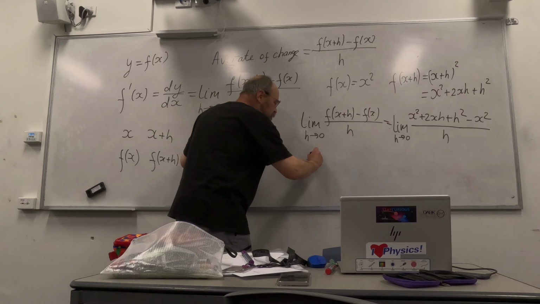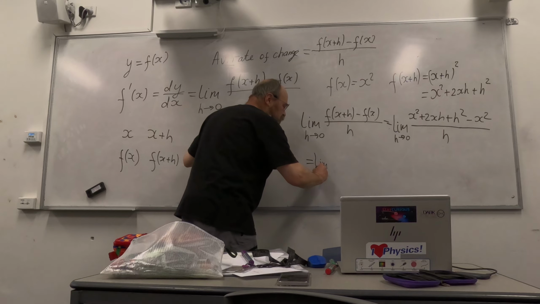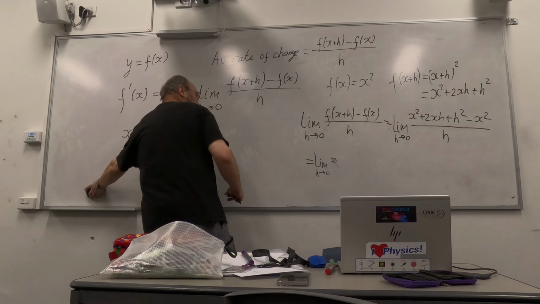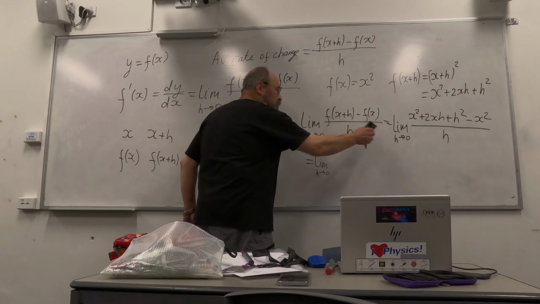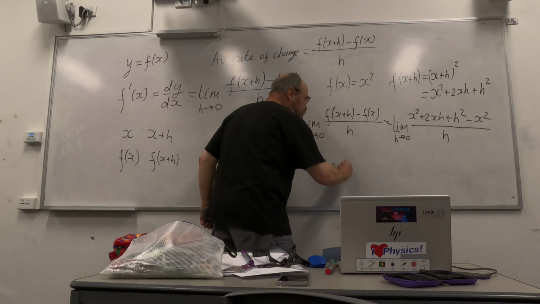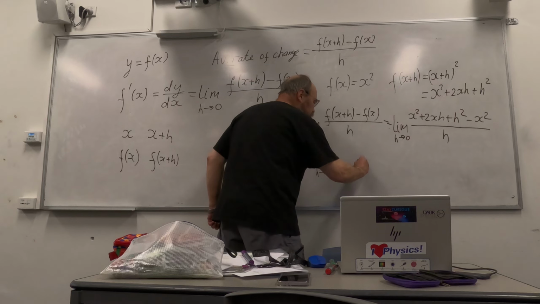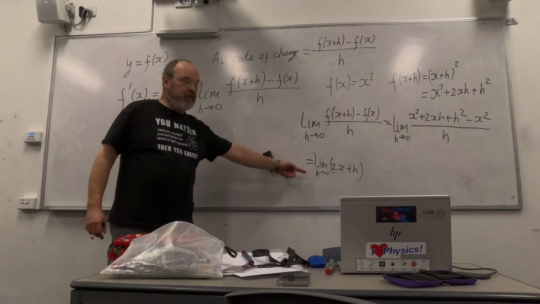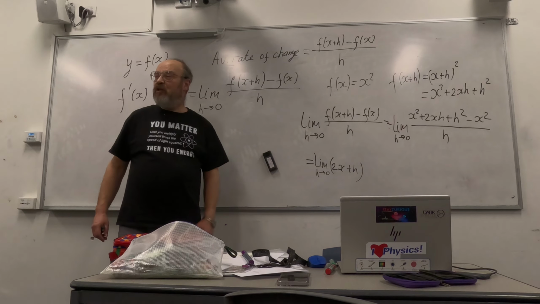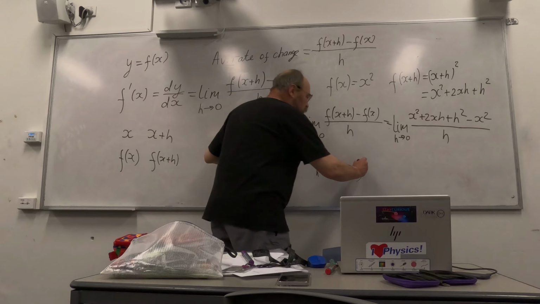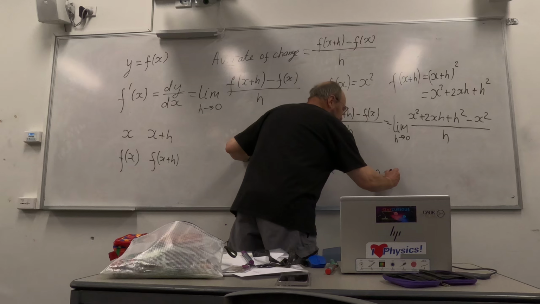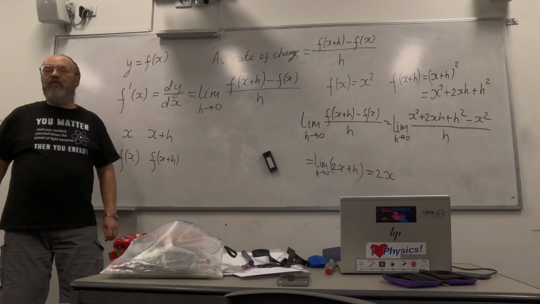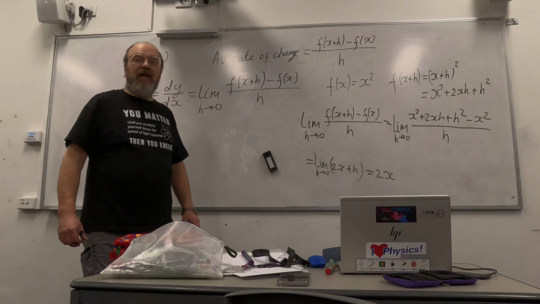This equals the limit as h approaches 0. The x squared cancels out, and we divide by h, so what are we left with? 2x plus h. Now, how do we find the limit? We substitute h equals 0, so it's 2x. So that is the derivative of x squared. So the derivative of x squared equals 2x. We have found it using the first principle.